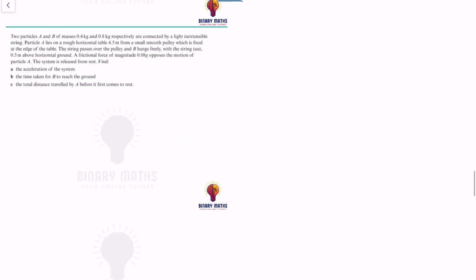Two particles A and B of mass 0.4 kg and 0.8 kg respectively are connected by a light inextensible string. Particle A lies on a rough horizontal table 4.5 meters from a small smooth pulley which is fixed at the end of the table. The string passes over the pulley and B hangs freely with the string taut 0.5 meters above the horizontal ground. A frictional force of magnitude 0.08g opposes the motion of particle A. The system is released from rest.